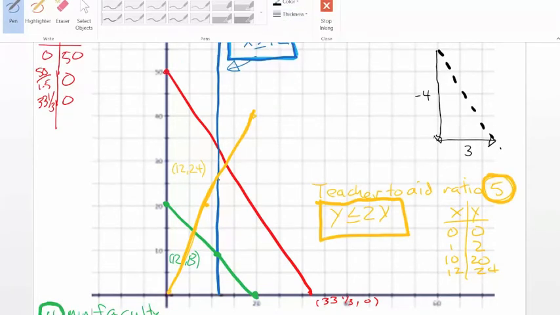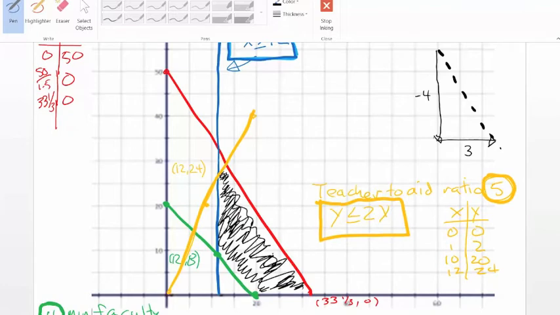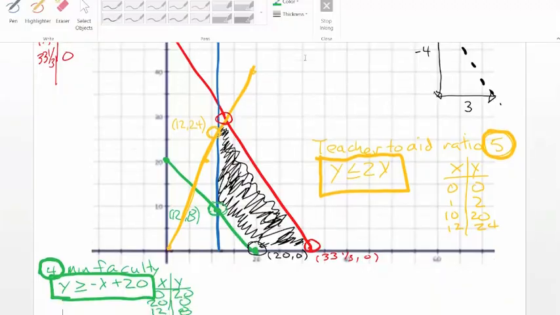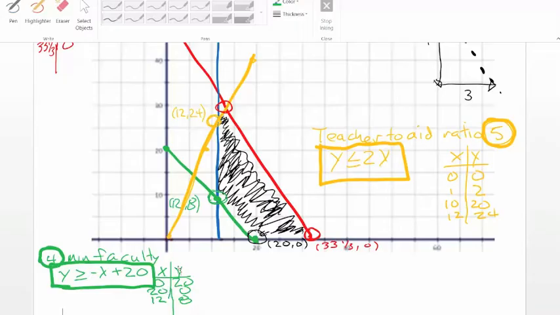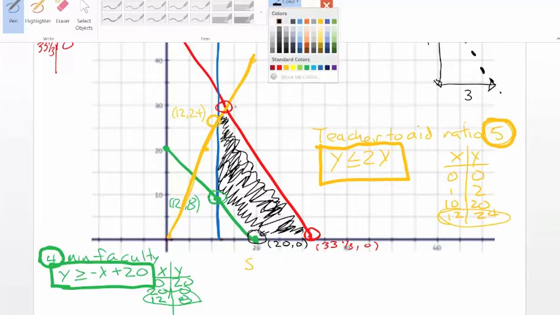We've now defined the boundary of our solution set. It's below the teacher to aide ratio, the yellow line, to the right of the blue and green lines, the amount of teachers and faculty we can have, and to the left of the budget line. We also know 4 of the 5 corners. We've solved for those as we were going along. So there's only really the corner where the budget line crosses the teacher to aide ratio line that needs to be solved.